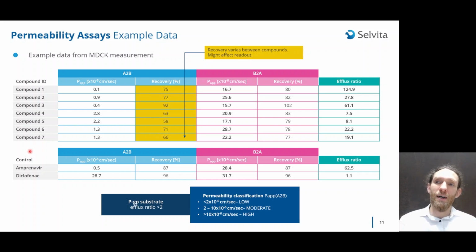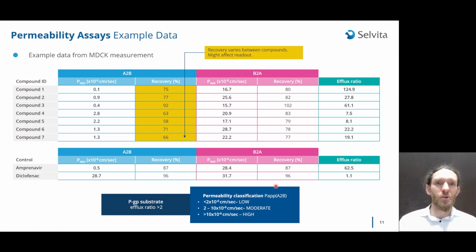Also, with every assay, we measure some controls to confirm that everything was fine with the assays themselves. And in this case, aprenavir was used as a low permeable compound, 0.5, and diclofenac was used as a highly permeable compound, 28.7. The efflux ratio of diclofenac is 1.1, which means that the compound is not a substrate of transporters. The efflux ratio of these compounds is, in some cases, very much above 2, so very likely the compounds are very effective substrates of these transporters.